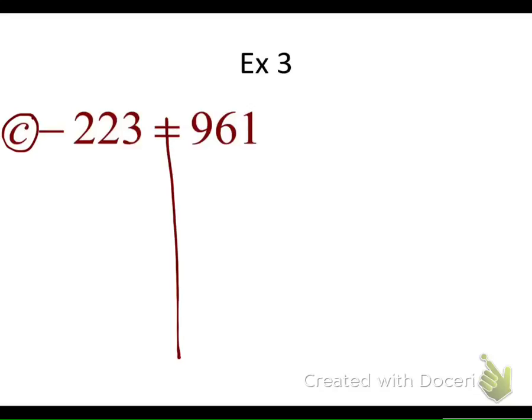Listen to the question that I'm asking. Michael, I need you to write this down. We're on example number 3, please. If I want to get the variable by itself, what do I have to get rid of? Negative 223. And what do I use in order to do that? Plus 223. What is that called? Inverse operation.